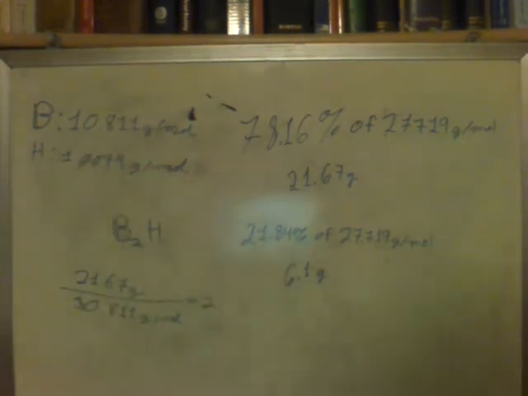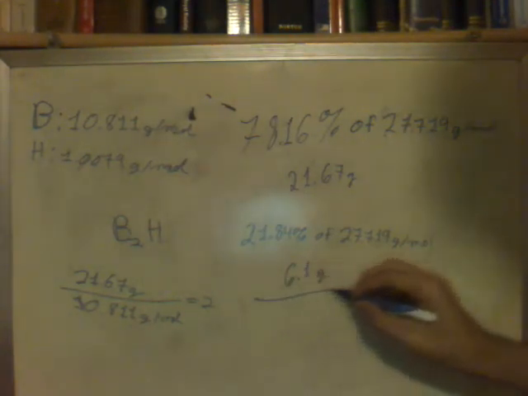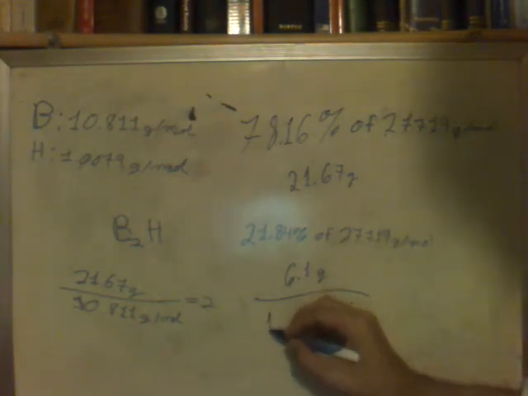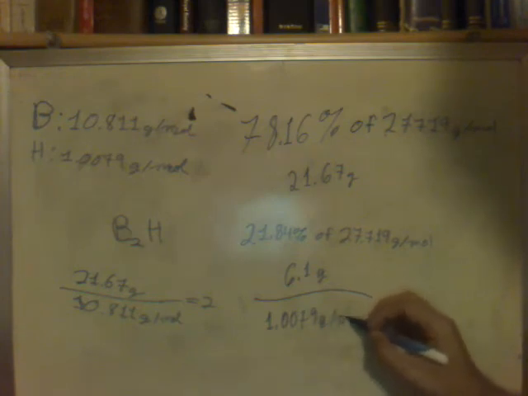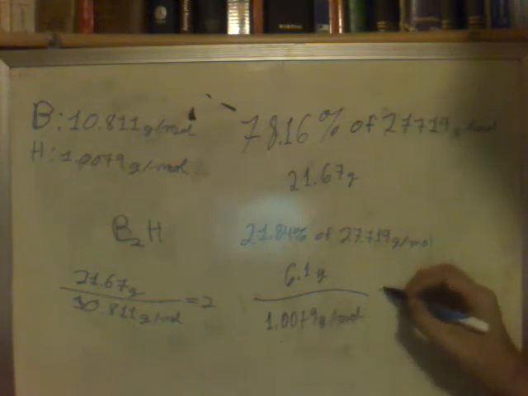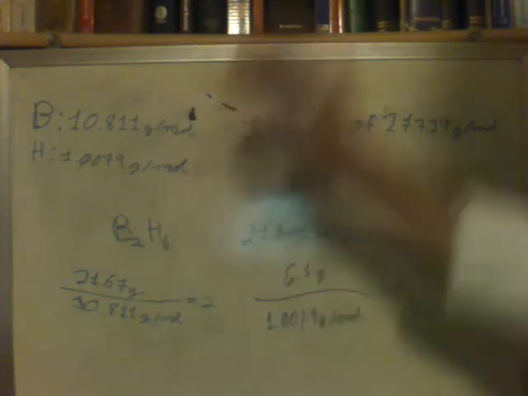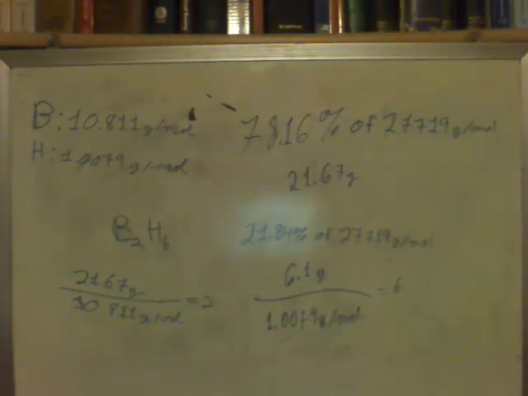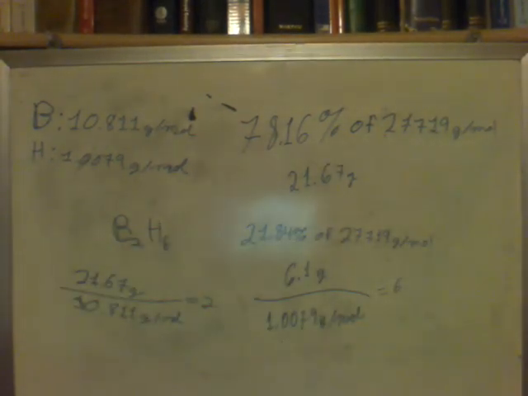And we do the exact same thing for hydrogen. We take the molar mass of 1 hydrogen, 1.0079 grams per mole, and we get 6. And what we do here is we plug this in, so we have B2H6, and that is the molecular formula of the molecule, and that answers the question.